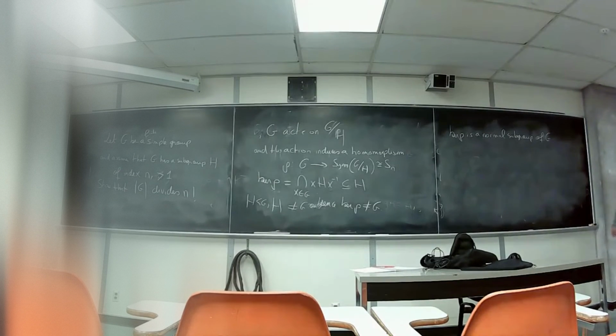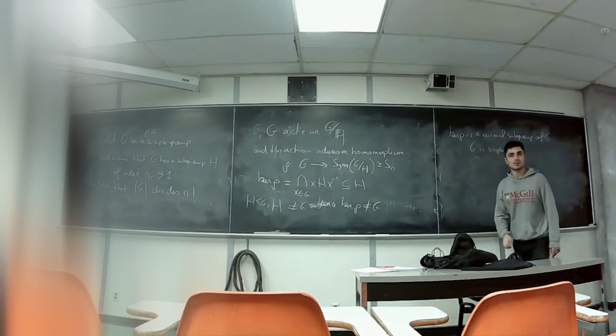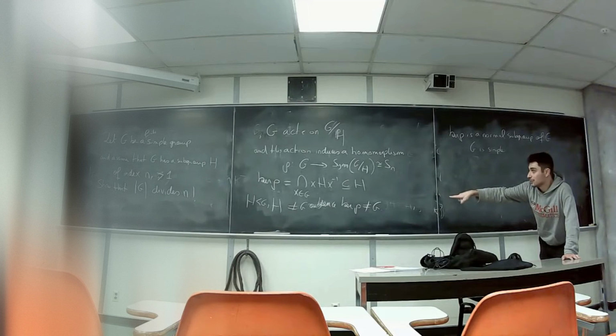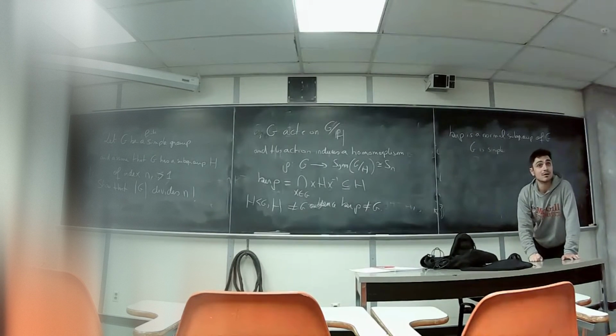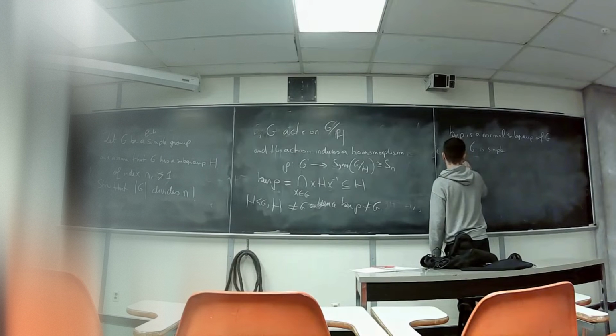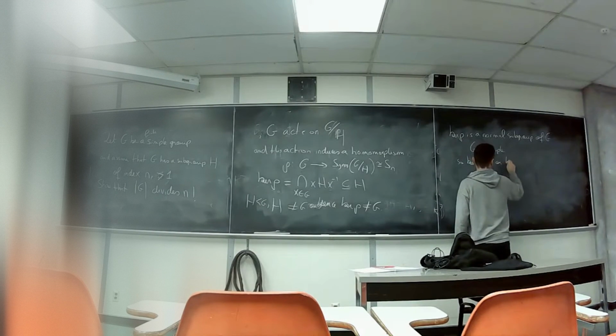So the kernel of rho is normal and G is simple. So what are the possibilities for the kernel of rho? It's the identity or G. What did I prove here? That the kernel of rho is different than G. So what must it be? Everybody, are we good? The kernel of rho.